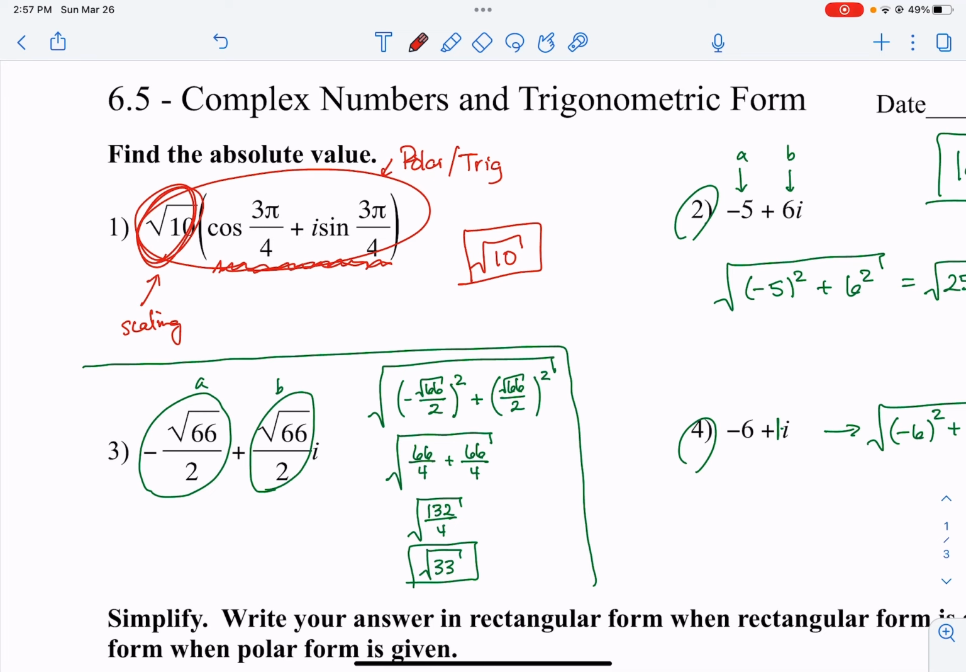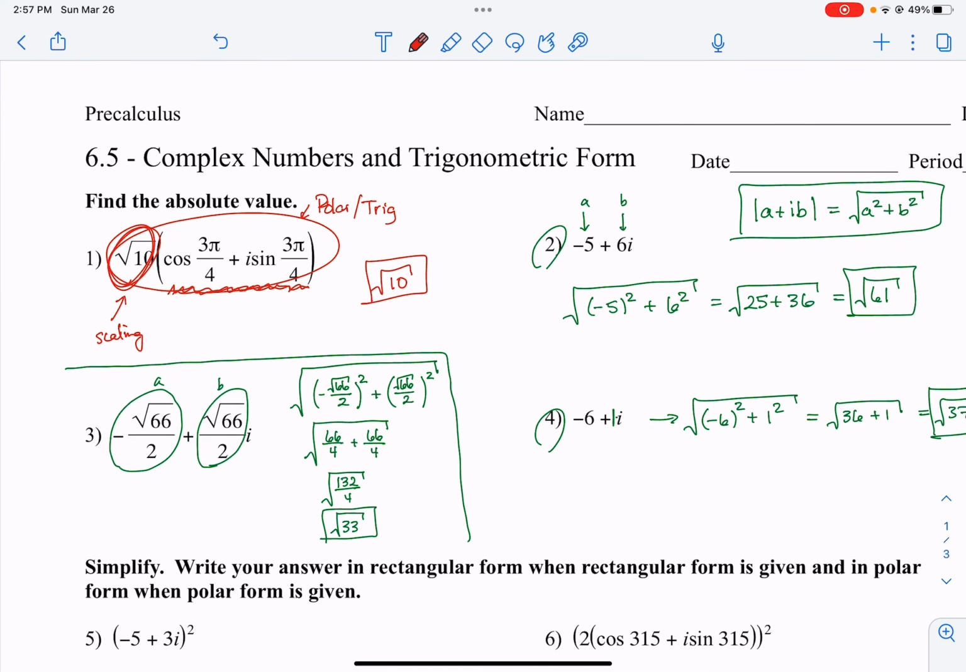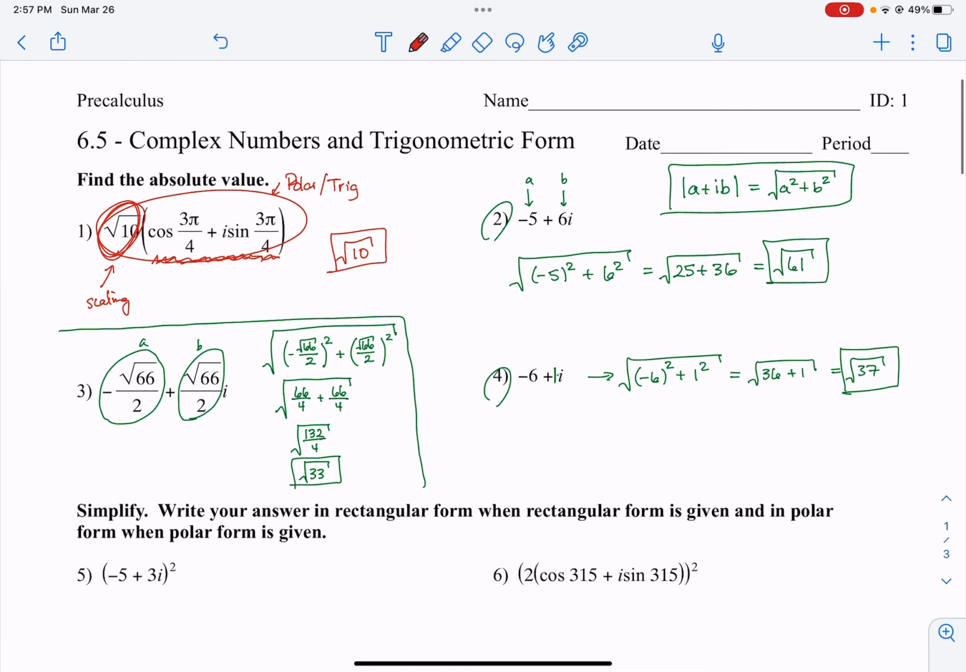Now, if you try to use the formula, it's still going to work, but you're going to end up with the same answer. You're going to end up right back to square root of 10 because that is the right answer. So the formula still works, but it's just kind of obnoxious to use here. And what's going to happen is you'll end up with cosine squared plus sine squared, and those two things will turn into a 1, and all you'll be left with is the square root of 10 anyway. So it works itself out to the same answer if you want to use the formula. So just keep that in mind. Polar form is nice in that regard when you're doing absolute value.